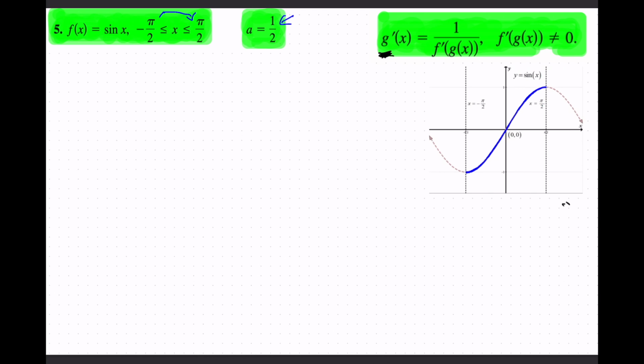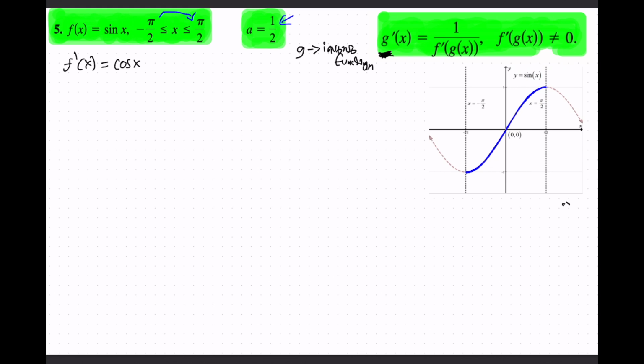So number one, I need to find out what f prime is. So f prime is equal to cosine x. And then I also need g. Keep in mind g is basically the inverse function, right? So that's what g is. So that's the inverse function.